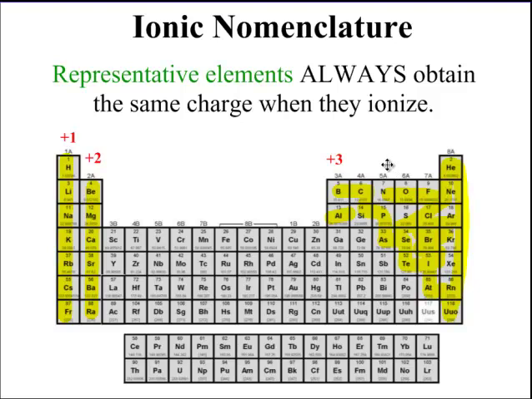The representative elements in column 5, then you're going on the negative side. So column 5 are your -3 ions, column 6 -2, column 7 -1, and again we skip column 8 because those are your noble gases. They don't make ions, they don't bond in any way.